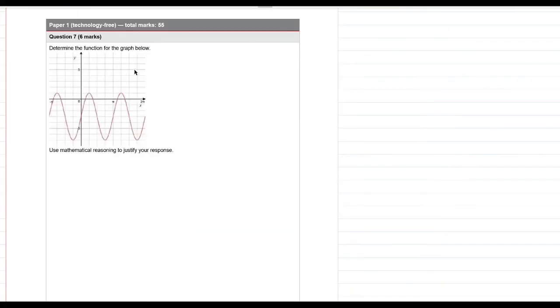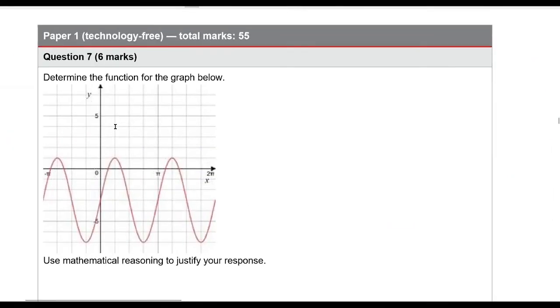Determine the function for the graph below. Use mathematical reasoning to justify your response. Well, this looks like a cosine or a sine graph, and because the middle of the graph is at 0, I'm going to write it as a sine graph because sine 0 is 0.